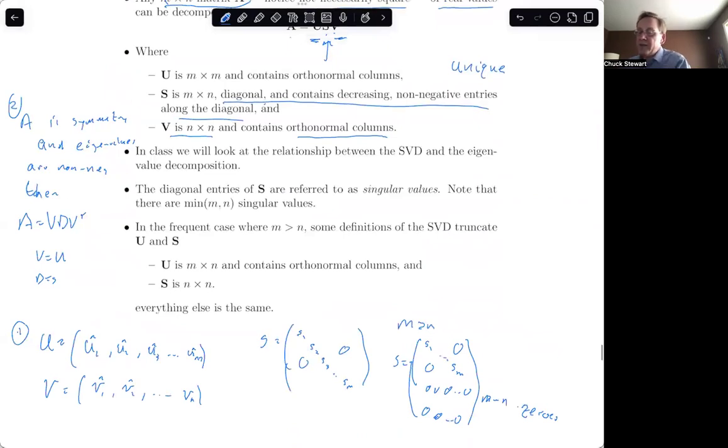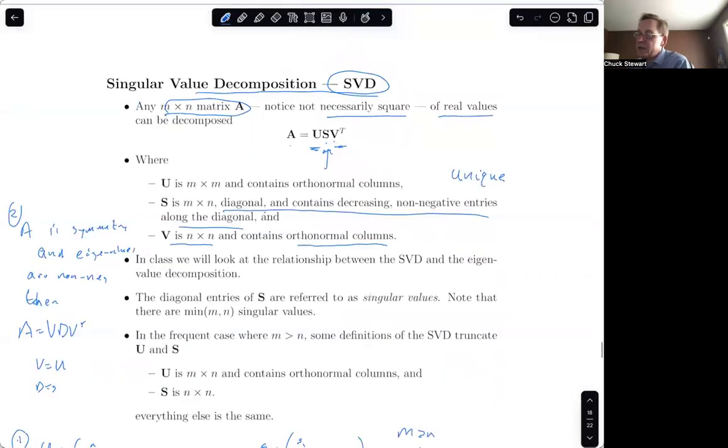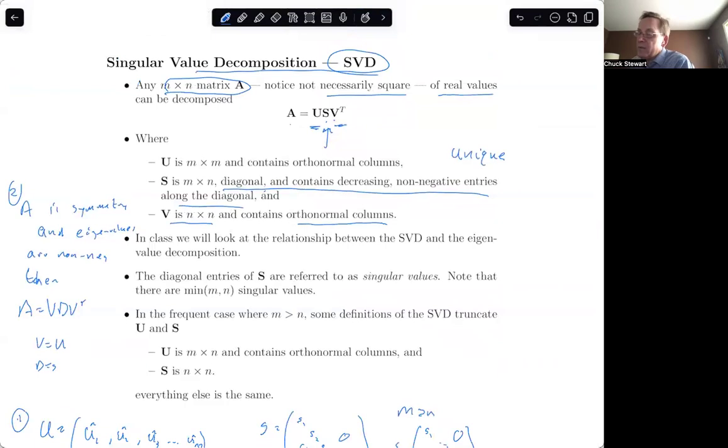So if A has this very strict property that it's symmetric and its eigenvalues are non-negative, then the spectral decomposition and the singular value decomposition are the same. But the singular value decomposition is much more general. The matrix only has to have real values. It does not have to be square. And the results are that the singular values are all non-negative. They could be zero, but they're all non-negative. It's an amazing property, and it's a very impressive proof.